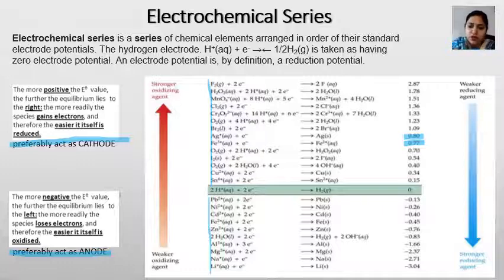Clear? So if the values have similar signs, then we compare whether the value is more positive or more negative, and on the basis of that we can determine which element will get oxidized, which will get reduced, and which will act as the positive electrode and which as the negative electrode, that is, cathode and anode respectively.